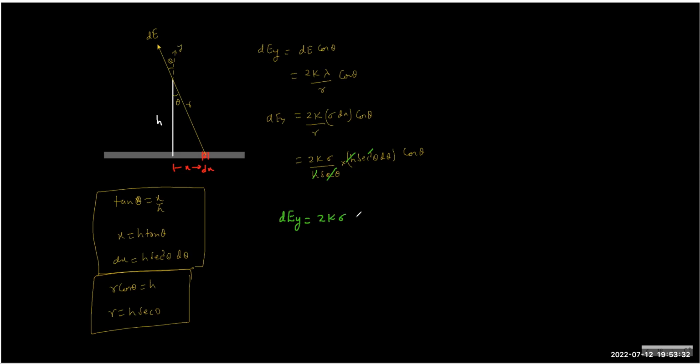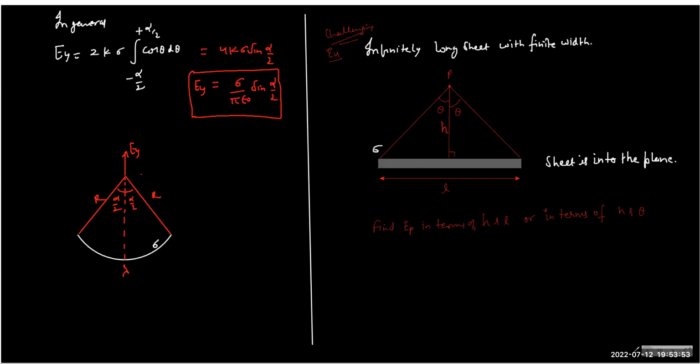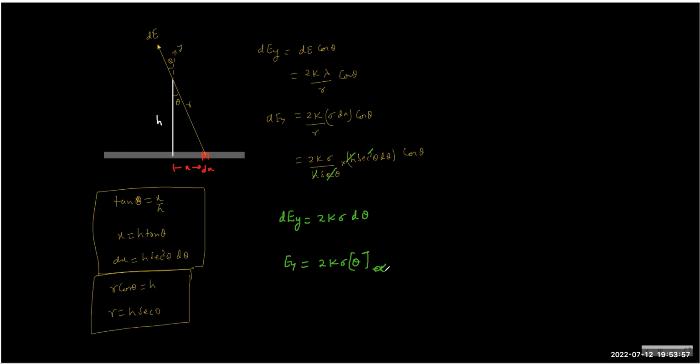2k sigma into d theta, right? That's it. Everything gets cancelled. So Ey is how much? 2k sigma into theta. That's it. Now from where to where will theta be? Minus alpha to plus alpha. I have taken alpha. So minus alpha to plus alpha, correct? Which is 4k sigma alpha, isn't it? Done.